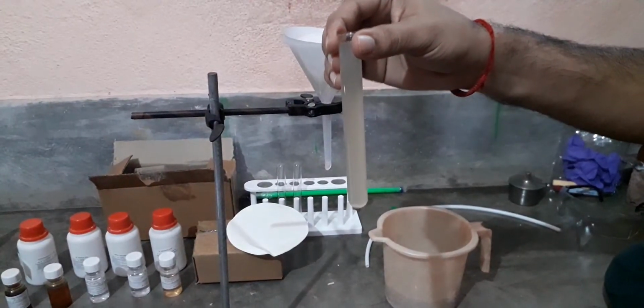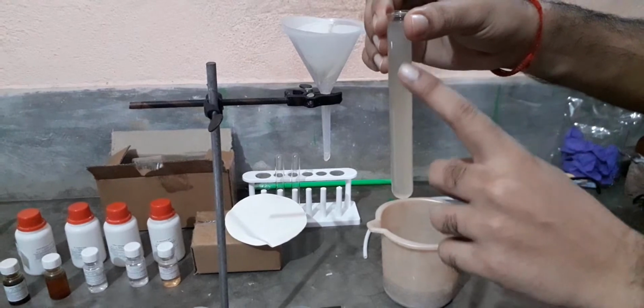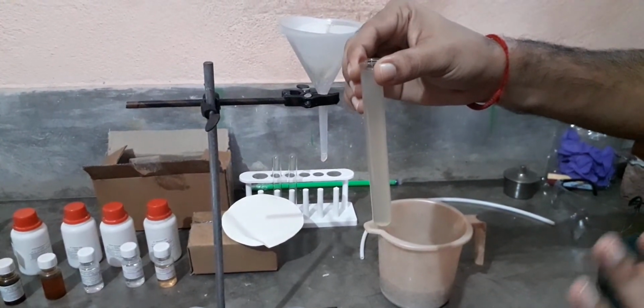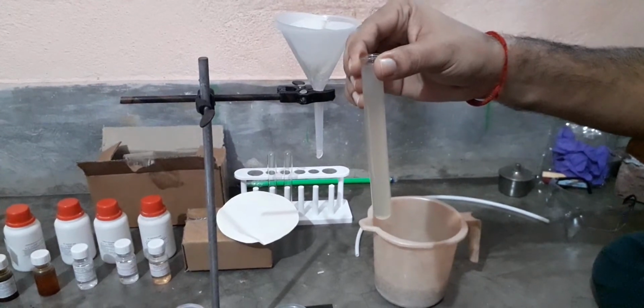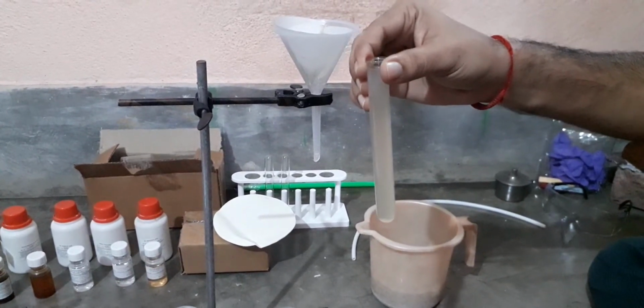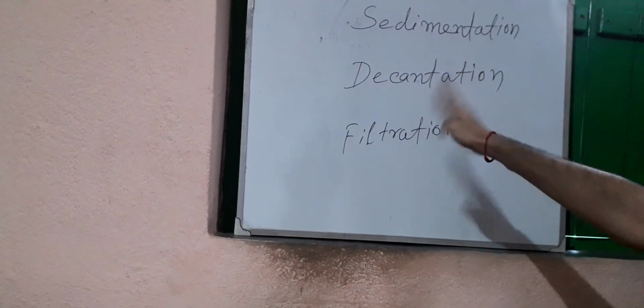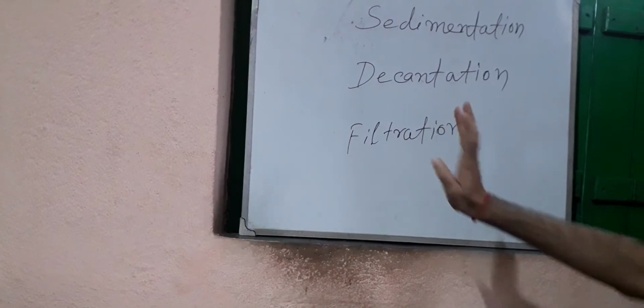and in this test tube is the clean water. But now you can see it is not fully clean water. To make it fully clean water, we have to perform filtration. So sedimentation complete, decantation complete. Now we shall proceed to the filtration.